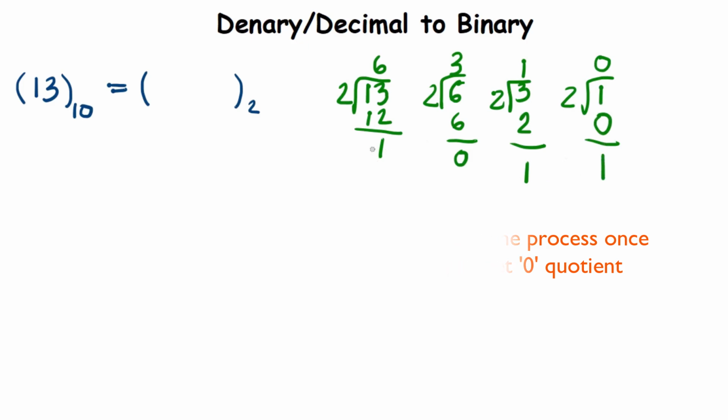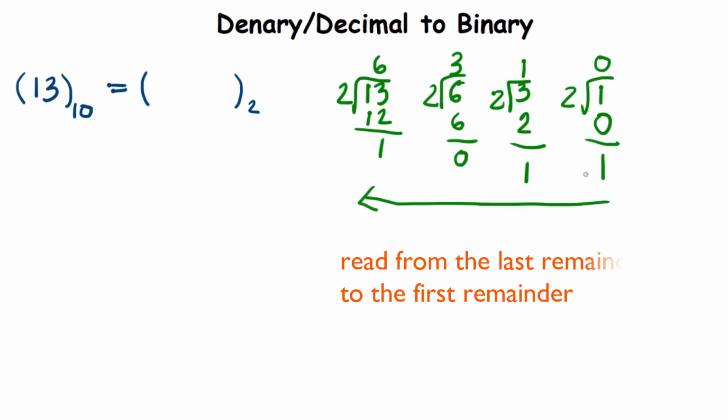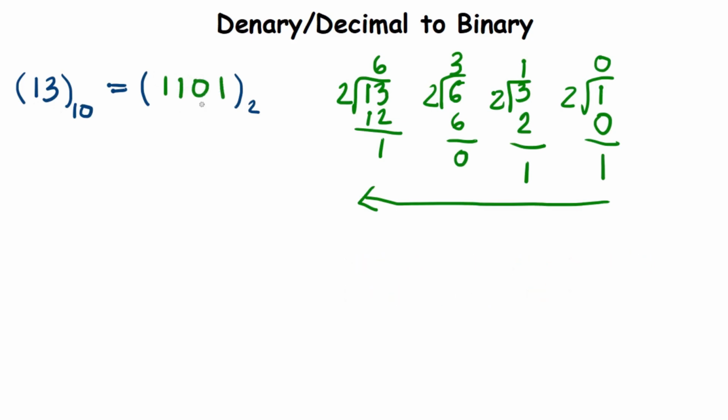And we will take note of these remainders. We will read it from right to left. So we will read it as 1101. So we will write the equivalent value of 13 here as 1101. So this is the equivalent value of 13 in decimal to binary.